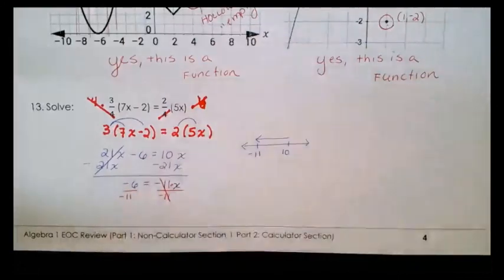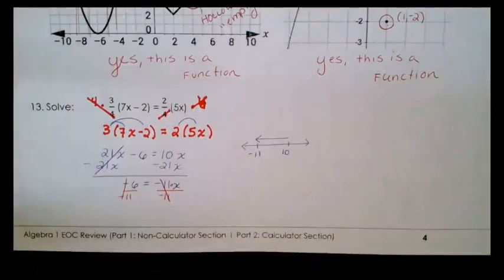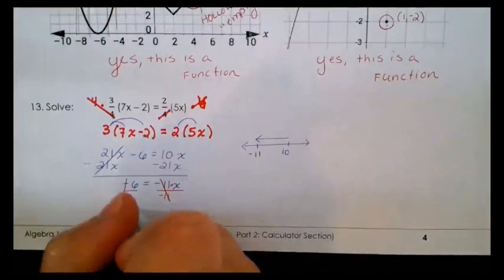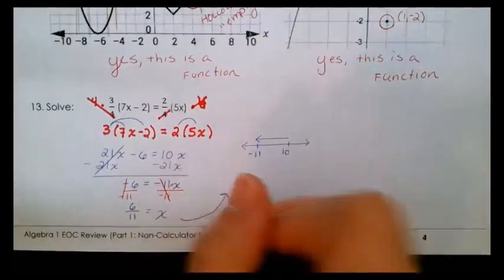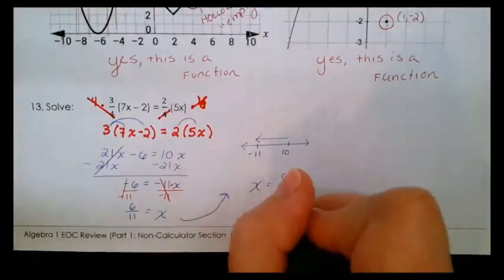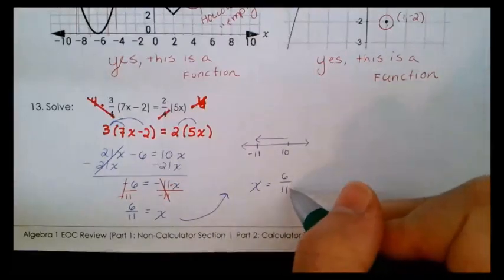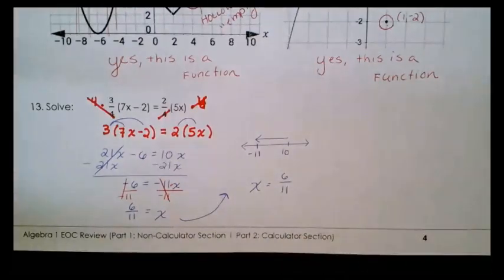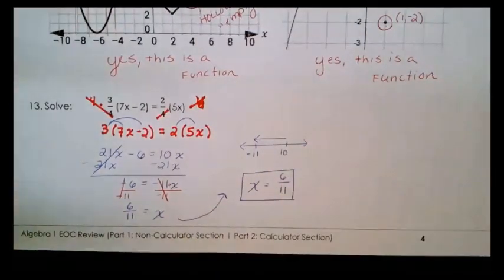The negative 11s will cancel. Negative 6 divided by negative 11, the 2 negatives cancel, and we're left with 6 over 11 positive is equal to x. Or x equals 6 over 11. You can't express this as a mixed number. And we can't simplify this any further because 6 and 11 don't have any common factors. So x equals 6 over 11. Final answer, and this answer is exact. Next question.